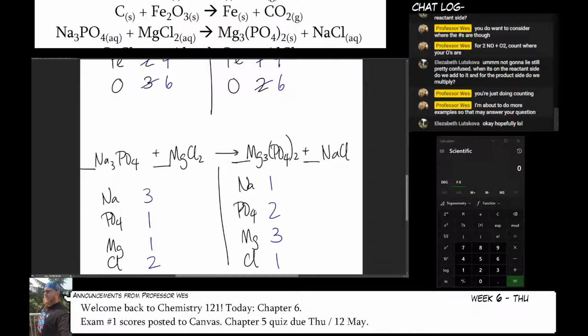Now, I want to start with the most complicated things first. So I'm going to try and balance phosphate. It's the most complicated molecule, right? So if I want a second one of these, I can put a 2 here. That gives me 2 phosphate and 6 sodium.